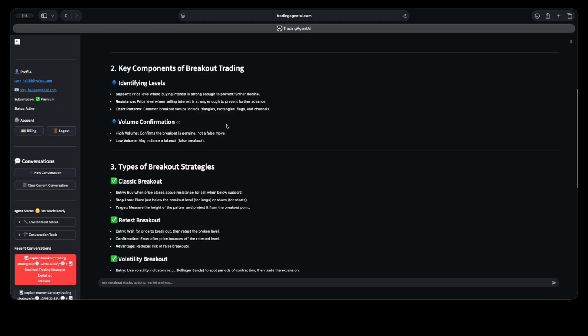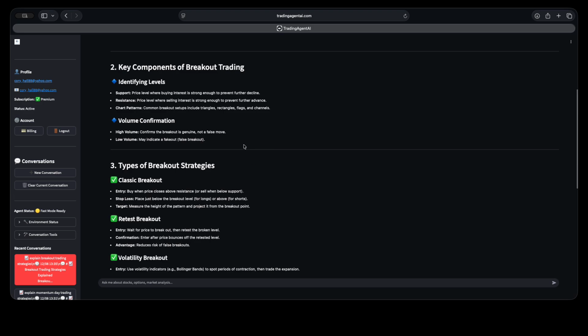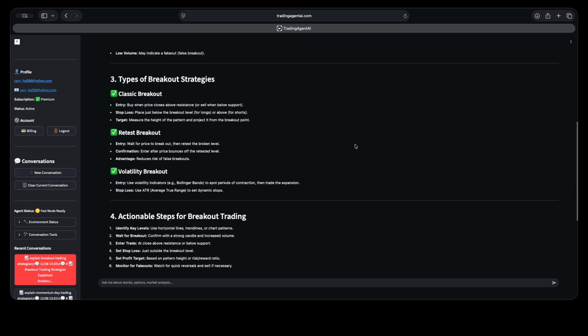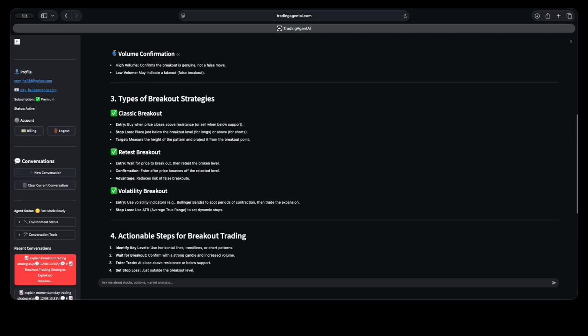And chart patterns. Common breakout setups include triangles, rectangles, flags, and channels. And then volume confirmation. High volume confirms a breakout is genuine, not a false move. Low volume indicates a fake out or a false breakout. And that's very important because in trading, you'll hear a lot about volume confirmation, and you'll use volume to confirm a trend, making sure that the market actually supports this trend.